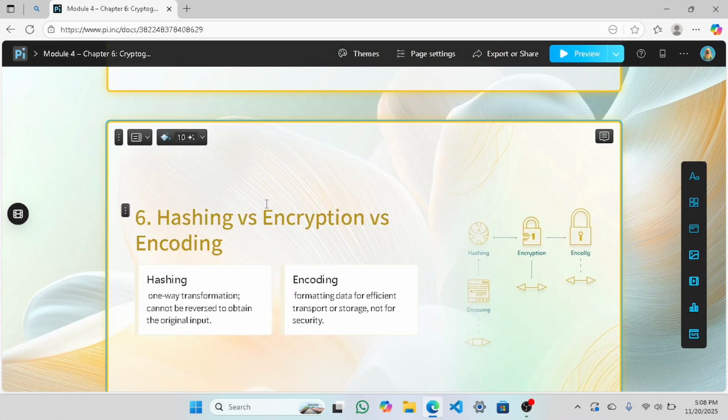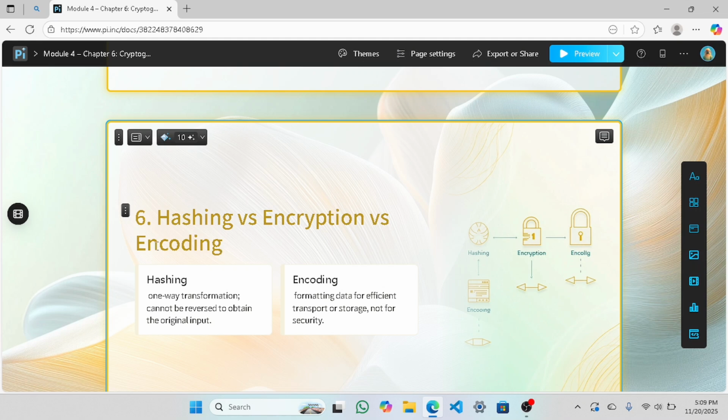Now, what is the difference between hashing, encryption, and encoding? When we go for hashing, what is the purpose of hashing? Integrity. Is it reversible? No. What is the purpose of encryption? Confidentiality. Is it reversible? Yes. What about encoding? The purpose of encoding is data conversion. Is it reversible? Yes. So only hashing is the technique which can't be reversed. The main purpose of hashing is data integrity.